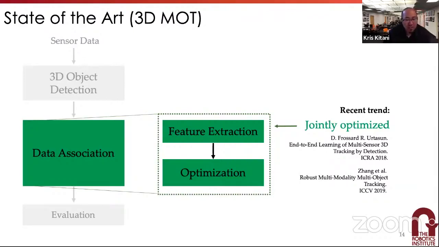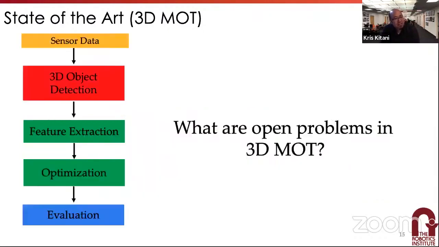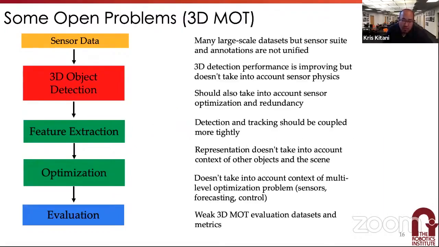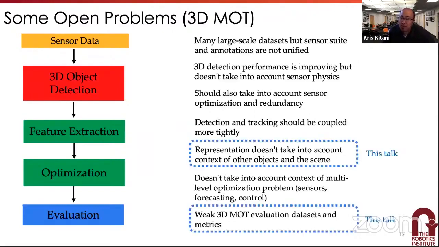So if we break down the state-of-the-art pipeline, if we go to the next slide, it should look more something like this. This is the basic pipeline that we're all working with in this area. And the question is, as we look at this, what are the open problems when we consider 3D MOT? Throughout this talk, we're going to talk about how we address some of the open problems. I have a whole list here, and I'm going to return to these at the very end.